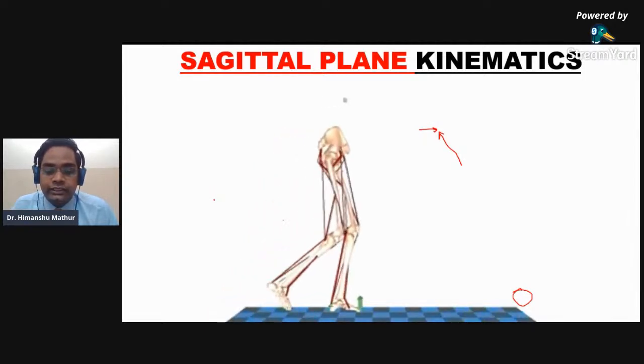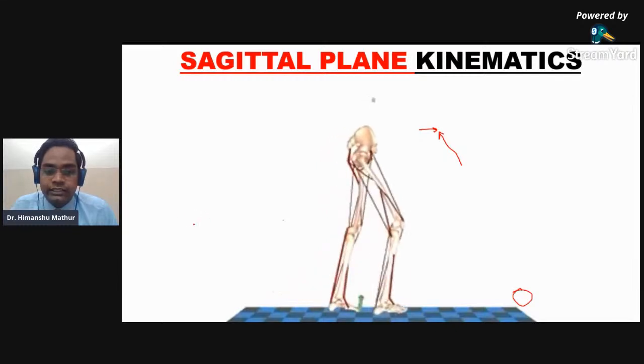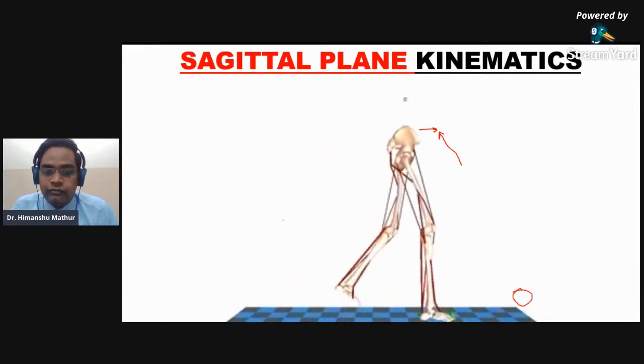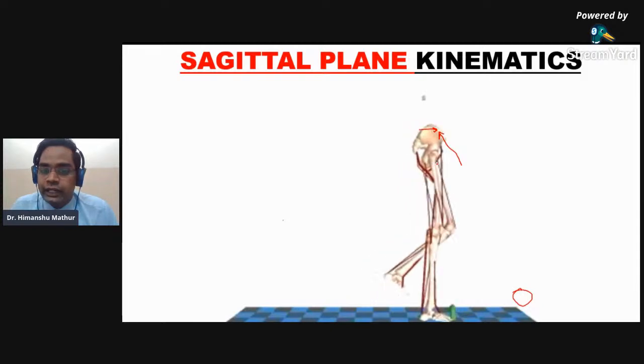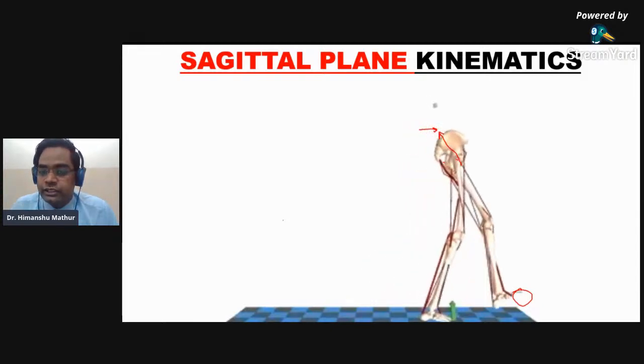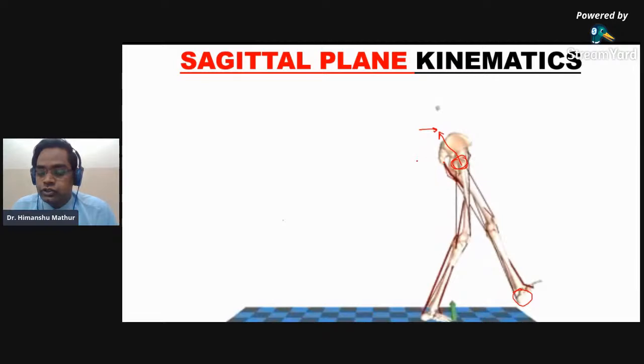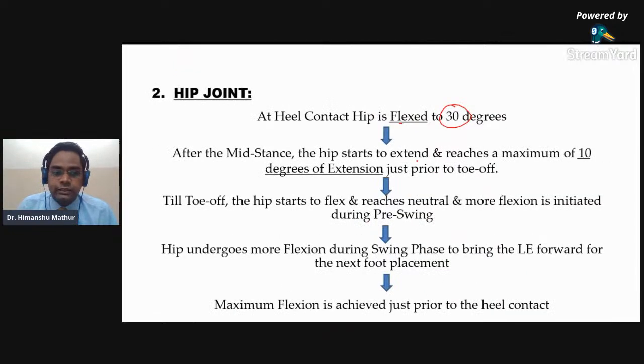At the heel strike, just see, at the heel strike, it is into flexion, and after the mid stance, it is going into extension. You can see that, right? You can see this here. Okay, it is going into extension just after the mid stance.